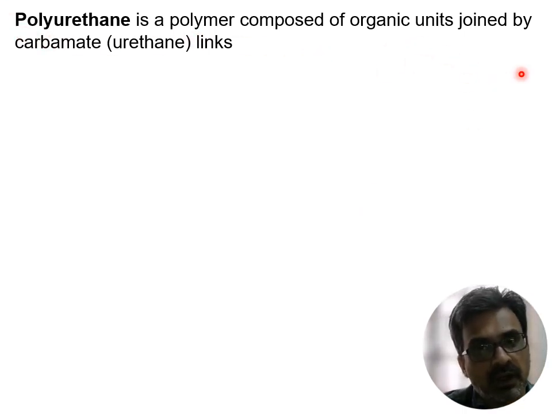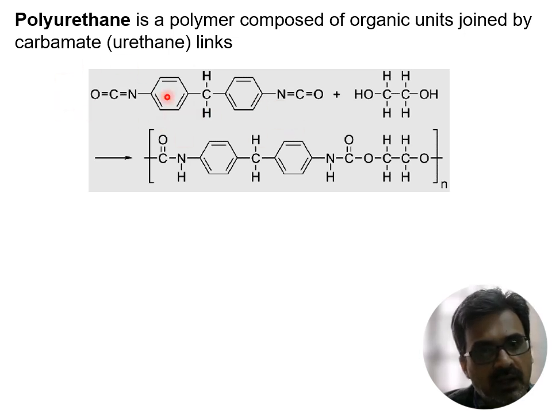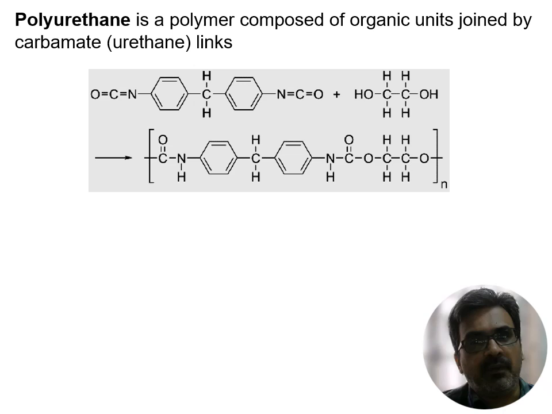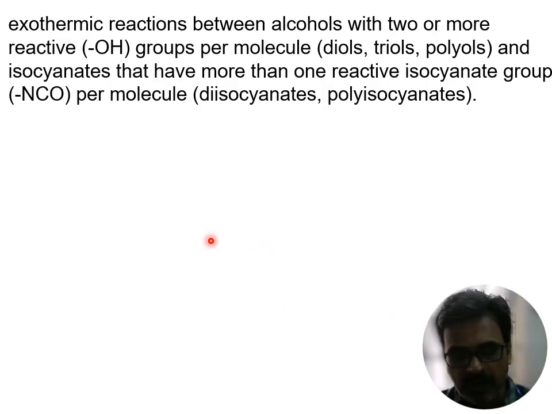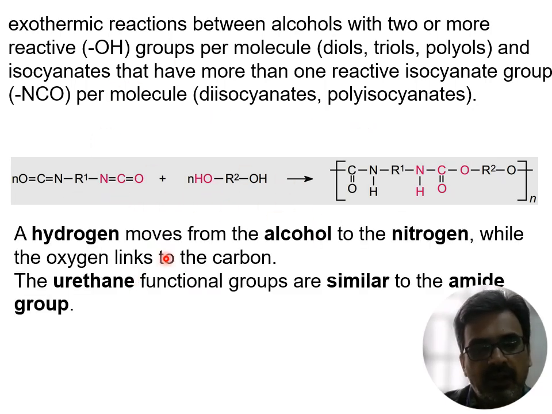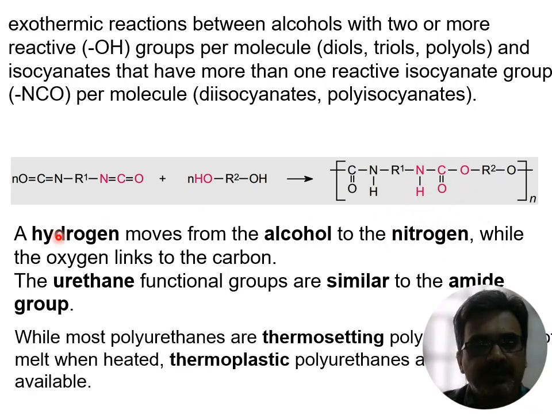polyurethane. It's composed of organic units joined by carbamate units. So you have a diisocyanate plus a diol. Polyurethane, where we have an isocyanate and an alcohol, the nitrogen and oxygen are linked, and we get this urethane kind of linkage. Polyurethanes generally display thermosetting properties.